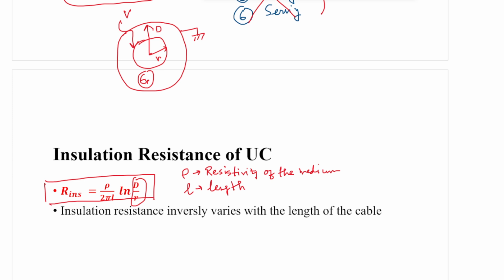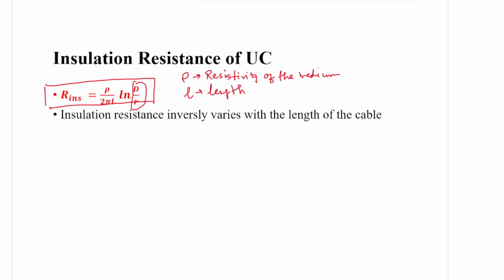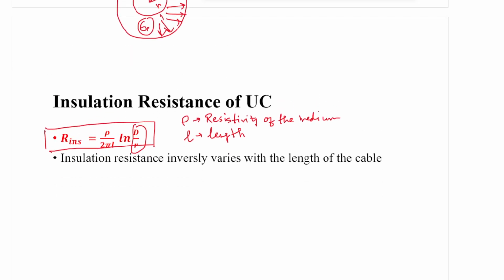Now what is insulation resistance? As the current flows through the conductor in the axial direction, some small amount of current flows in the radial direction. These are called leakage currents. These leakage currents are due to a leakage resistance, which is called insulation resistance or leakage resistance. Now how can it be proved? Let us derive it quickly.